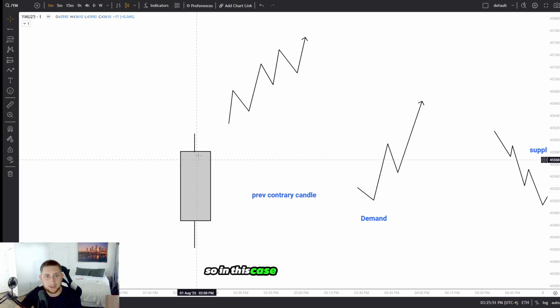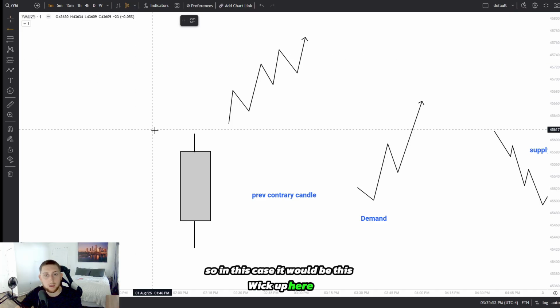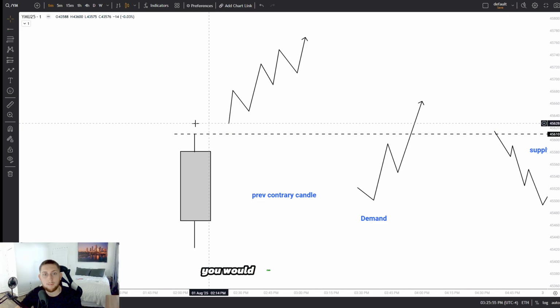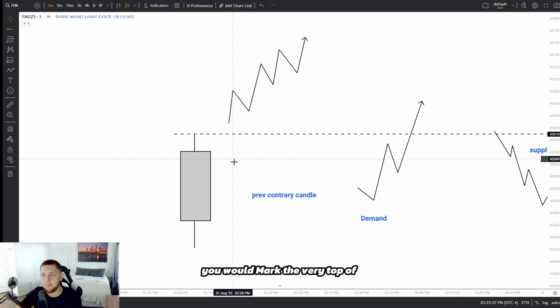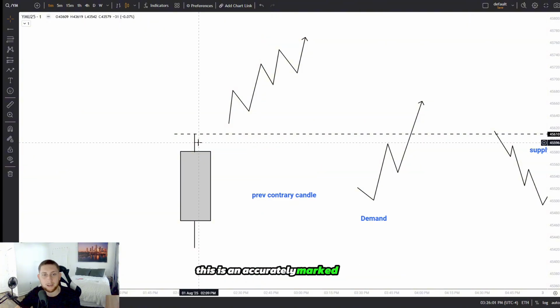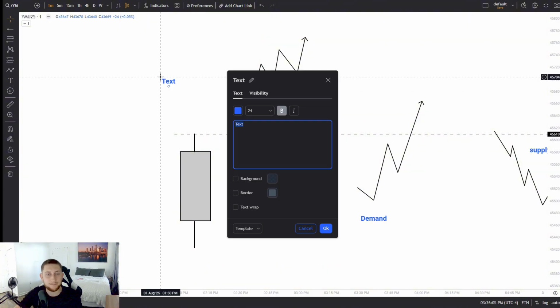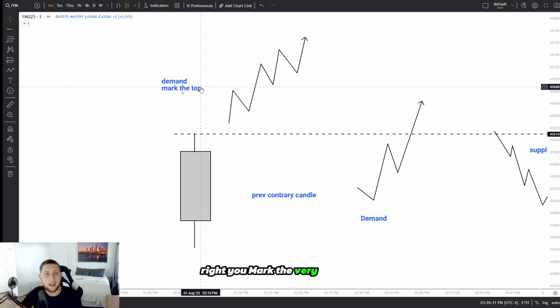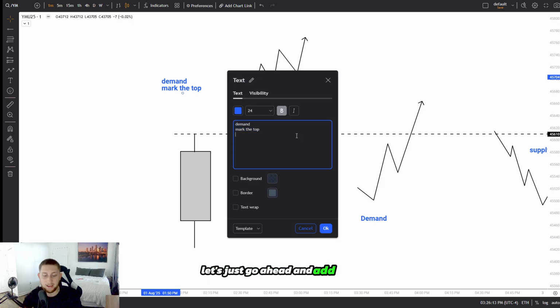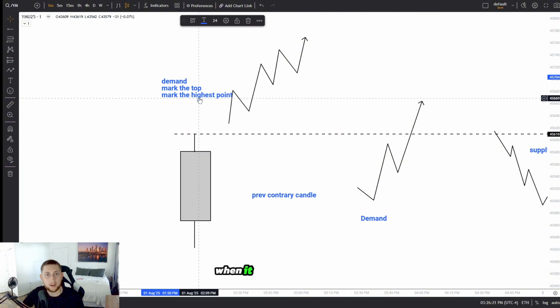So in this case, it would be this wick up here. So you would go up here. You would mark the very top of this. This is an accurately marked level of demand. For demand, you mark the top, right? You mark the very highest point. Let's just go ahead and add that. Mark the highest point. You mark the highest point when it comes to levels of demand.